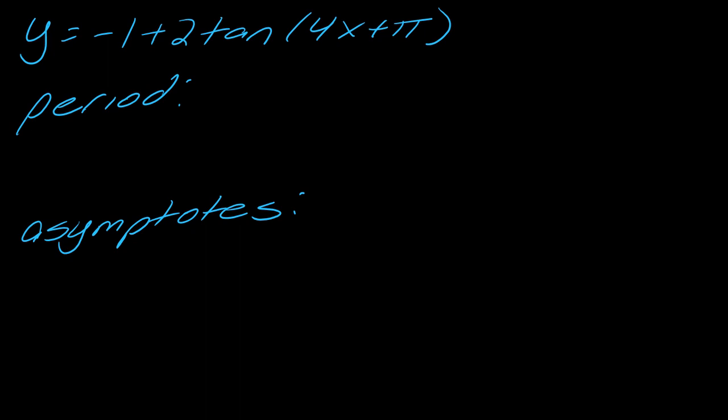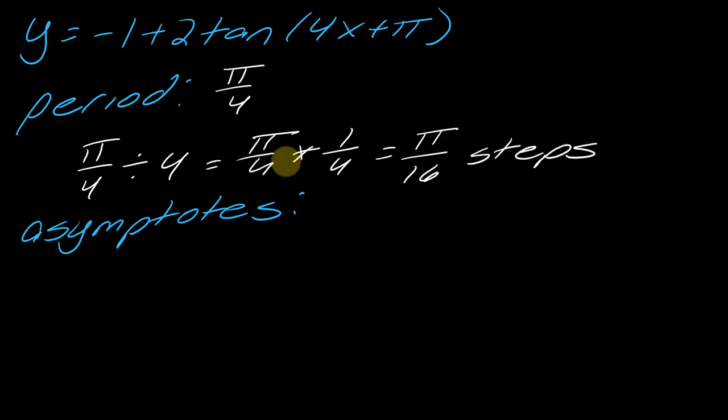Okay, so I'm going to start by finding my period. My period is going to be pi over 4. Just what that means is if I take pi over 4, remember when you divide by 4, that's the same as multiplying by 1 over 4, so this is going to be pi over 16 steps. So these are the steps that I want to take in my table.